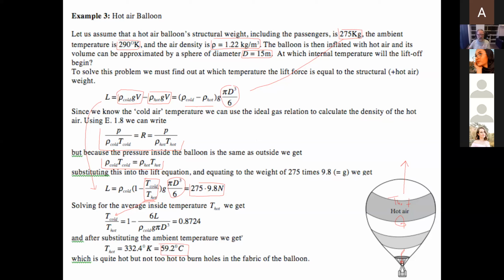Who can help me out? How much is that in Fahrenheit? It's pretty hot. 60, it's somewhere in the 140s. Any helper, or should I go to the calculator? I believe it is around 140, yes. It's about 140. So it's pretty hot, but it's not going to burn the material that is kind of put in the balloon. Okay, so I think from a calculation point of view, this is probably the most complicated problem.